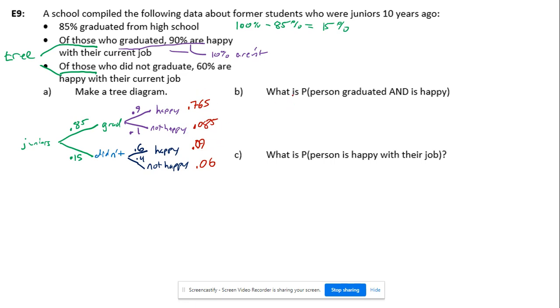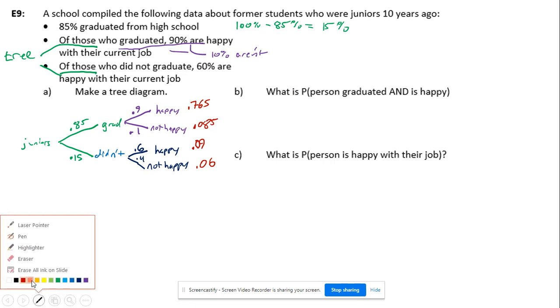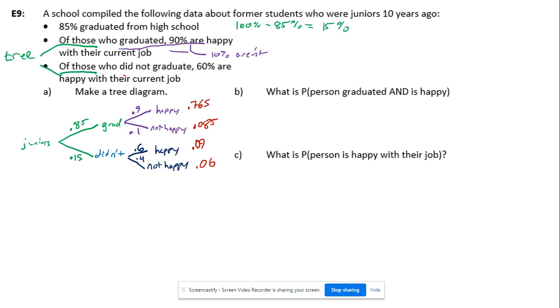What is the probability that a person graduated and is happy? So what line up here is someone who graduated and is happy? We'll look at my branch. Here's graduated and happy. That's this person right here, that group, which is 0.765.